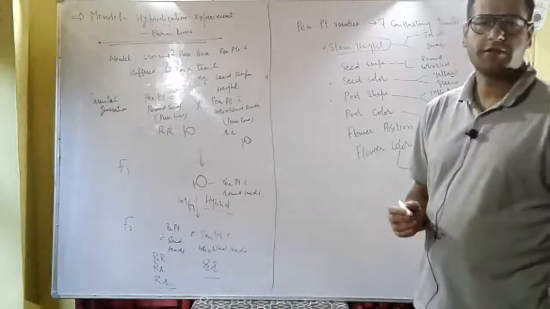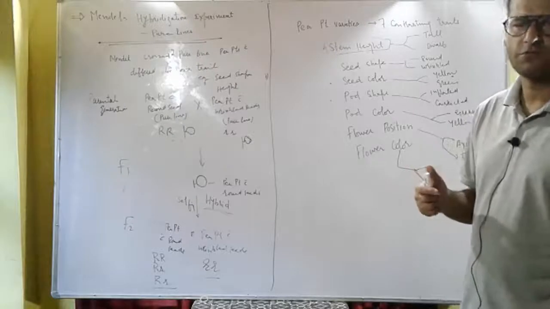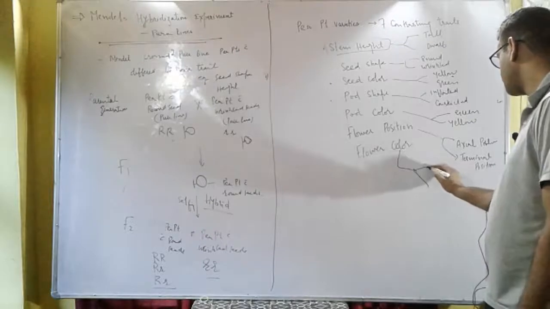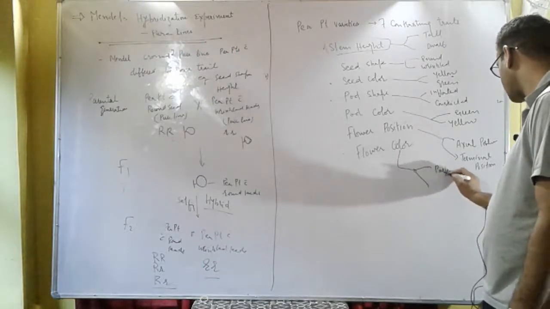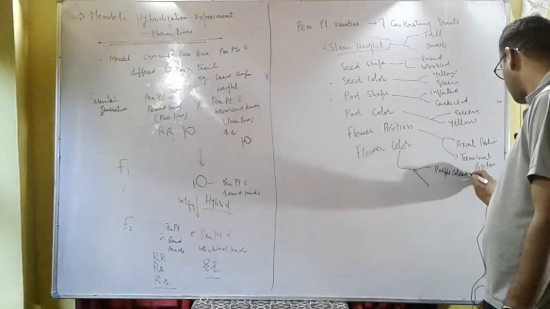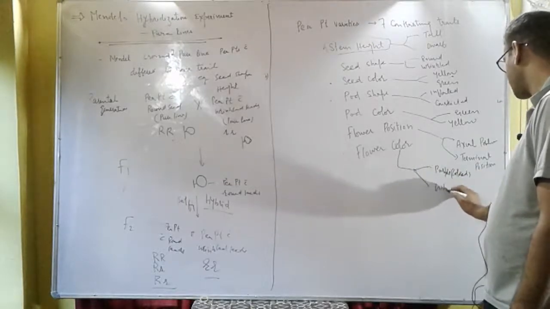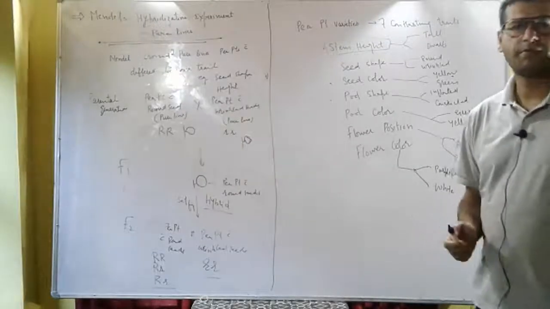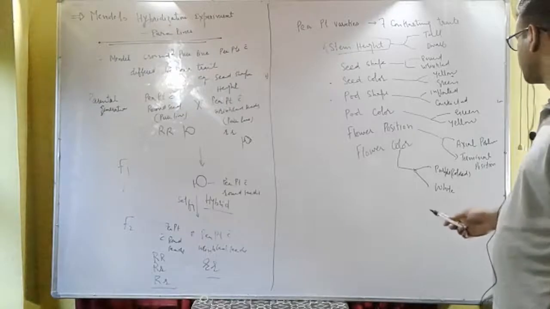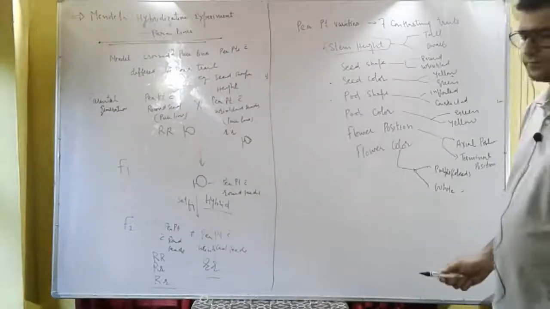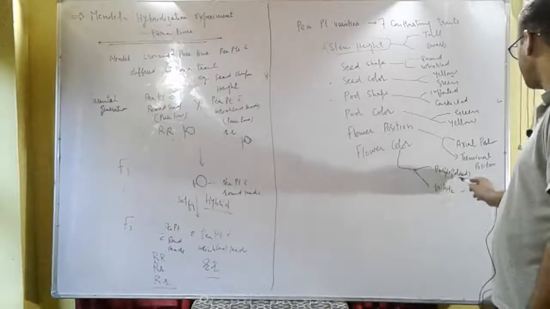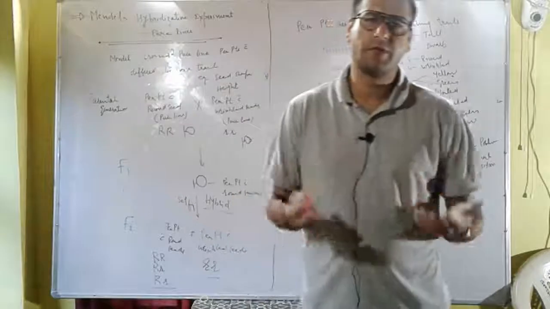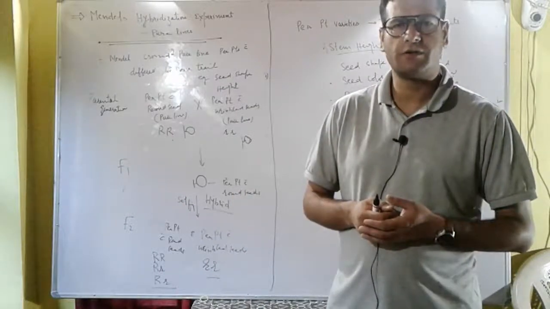Same is the case with flower color. It also has two contrasting forms, two contrasting characters. One is purple, or colored flowers, and another is white flowers. So he crossed pea plants with purple flowers with pea plants with white flowers. And in the F1 generation he obtained pea plants with purple or colored flowers, because purple flowers are dominant over white flowers.